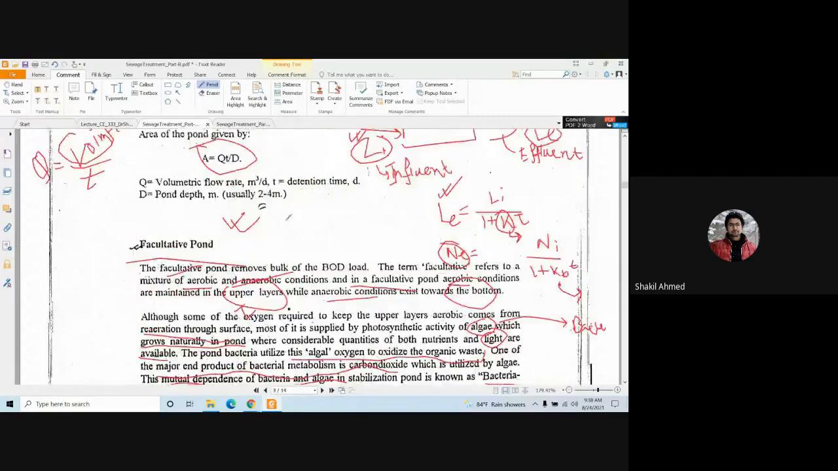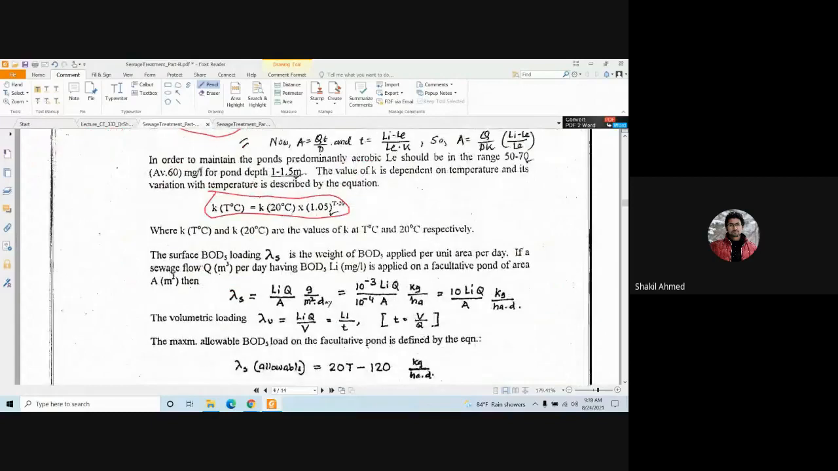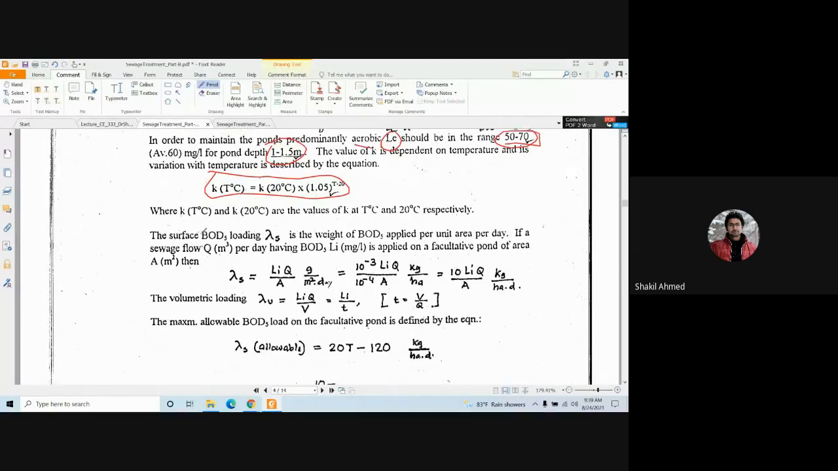Okay, so we were in the facultative pond. In the facultative pond, in order to maintain the pond predominantly aerobic, Le should be in the range of 50 to 70 milligram per liter. And that's why its depth should be 1 to 1.5 meter. Pond depth has to be 1 to 1.5 meter. Clear, guys?